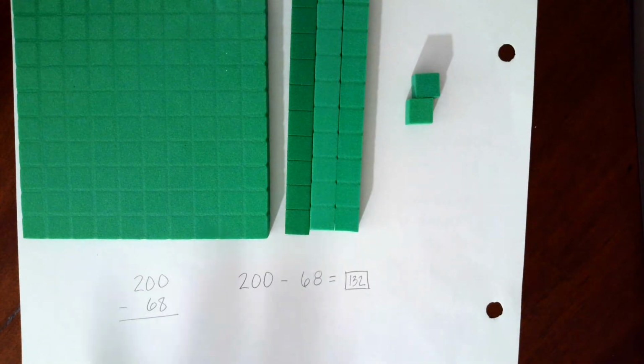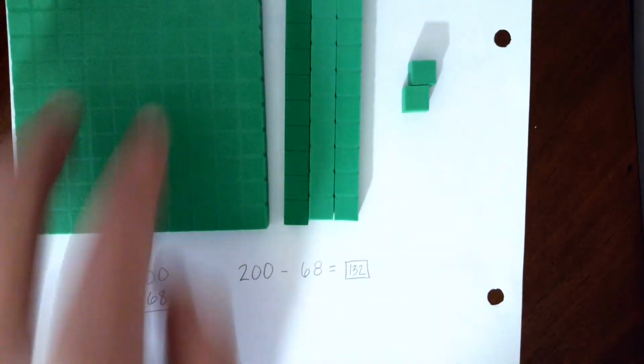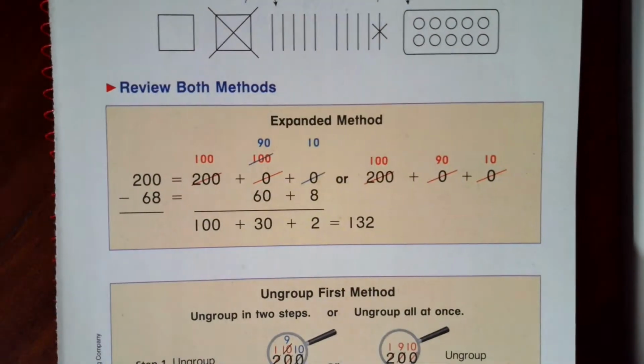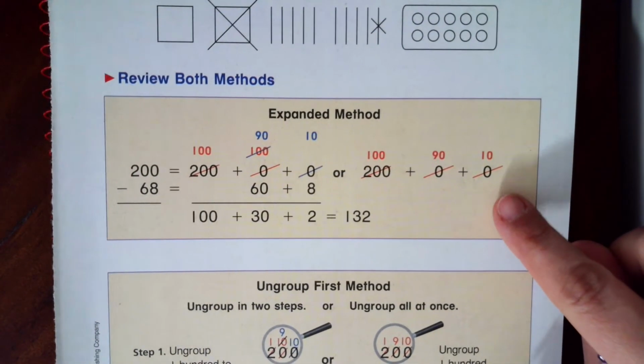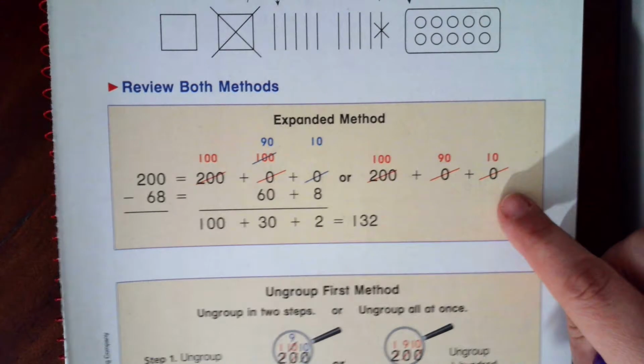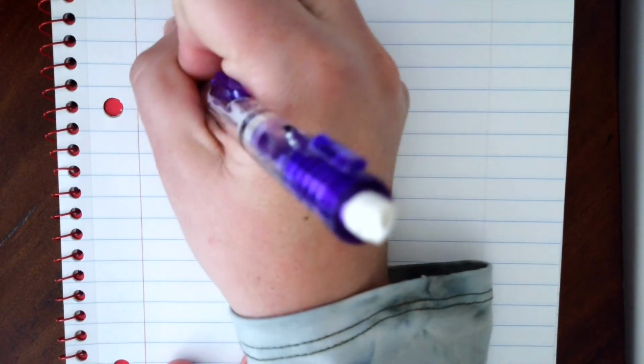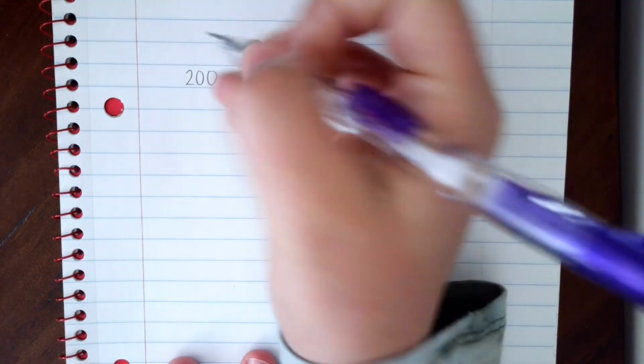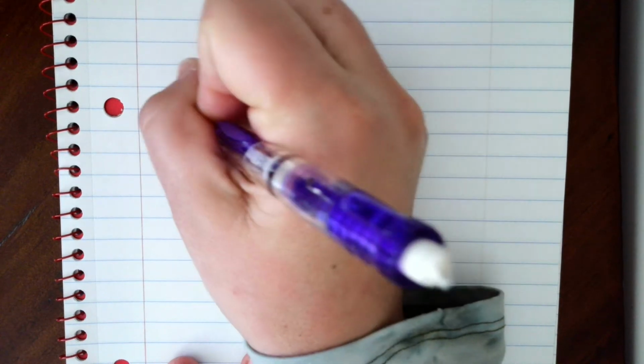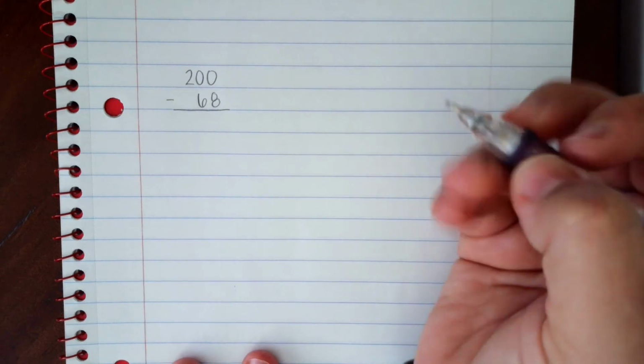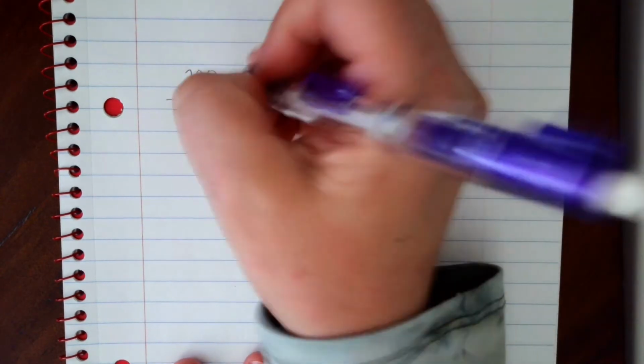So very, very similar. We just have 200s blocks that we're starting with. Okay, so now that we know what the drawing method looks like when we're subtracting from 200, let's check out the expanded method. If you're following along, we're going to be working on this problem right here. We have 200 minus 68, the same problem that we've been working on. So we already know the answer is going to be 132. Here's how it's going to work.